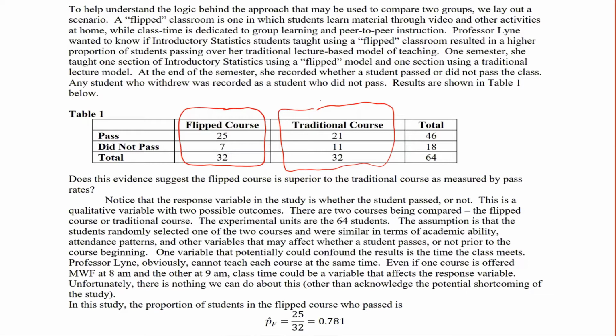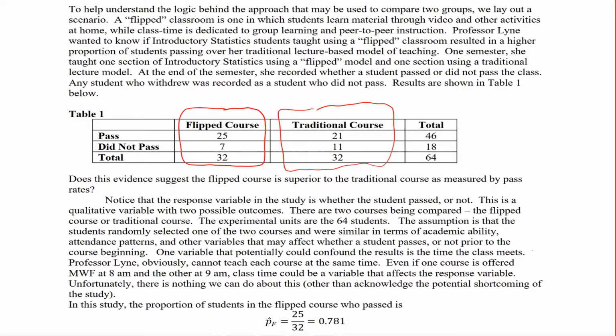Now, the assumption that we would make going into the start of the semester is that these students are the same in terms of academic ability. In other words, the students that are in the flipped course have the same likelihood of passing as the students in the traditional course. And so the only variable that we're manipulating here to see whether the course is effective is the delivery mechanism, flipped versus traditional.